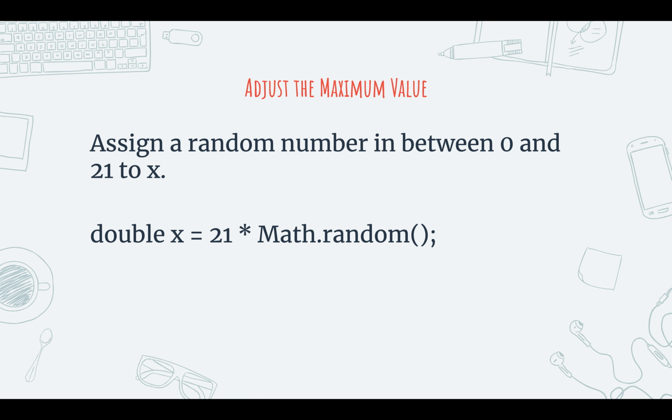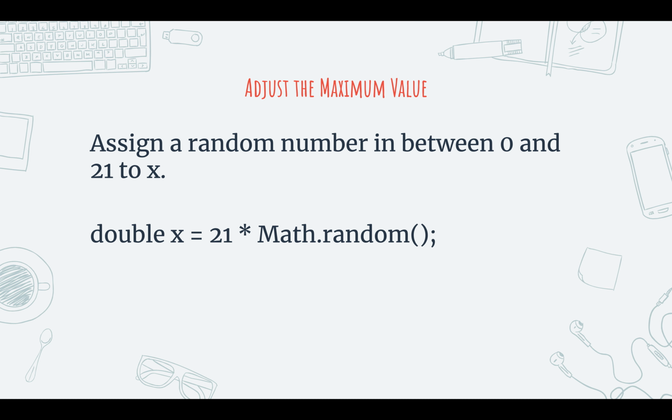So we can adjust the maximum value easily by simply multiplying the maximum value. Let's say we want to assign a random number in between 0 and 21, and we want that value to be stored into x. So we declare double x equals whatnot, right? And then our algorithm is there for getting a number in between 0 and 21. This allows us to get a number in between 0 and 21, because 0.99999 gets multiplied by 21, and now we have a new max value.